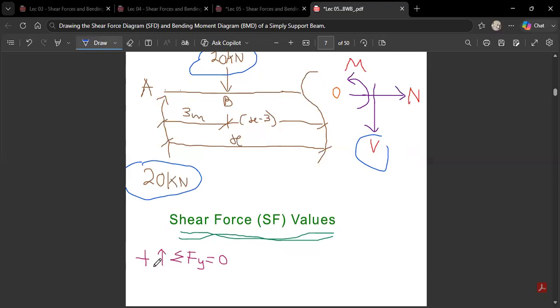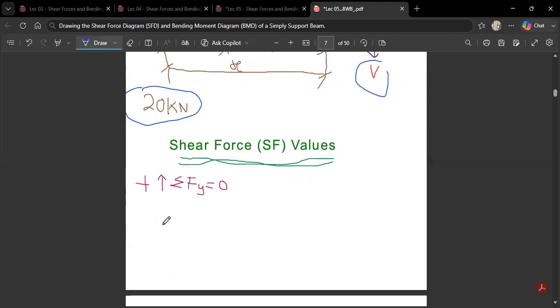From the cardinal point I showed you, the same understanding. So the first one is what? 20. The 20 is positive, okay? Minus what? 20, because it's moving downwards. Minus another 20. Minus 20. Equal to what?